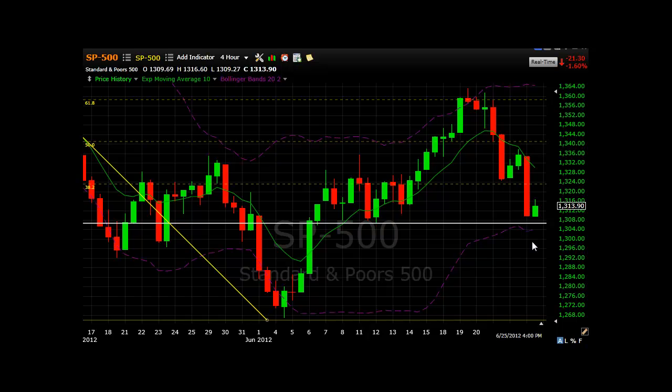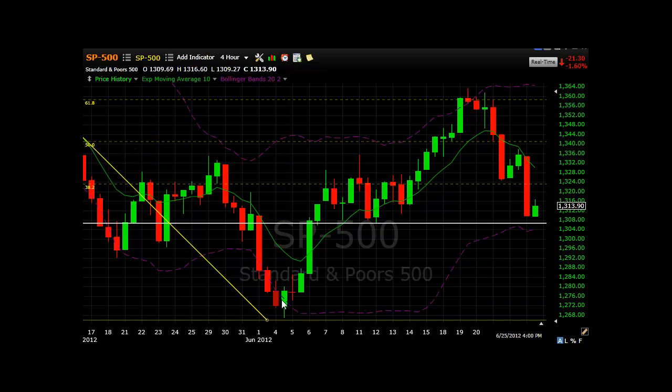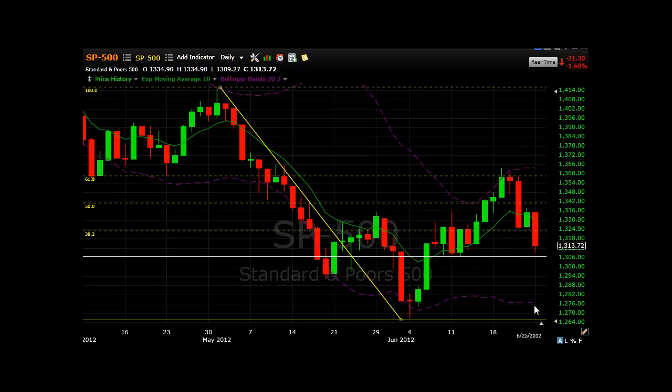So we'll be watching for a break of this very important level. I've been calling that the 1307 level. If we get a break below 1307, we will be looking down towards this recent low that we had here on the 4th of this month, and the low of that is 1266.74.